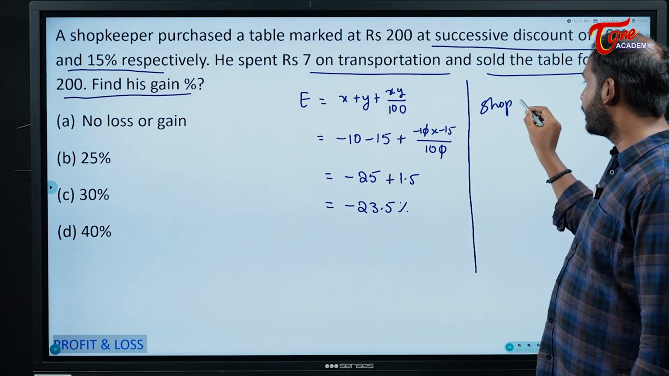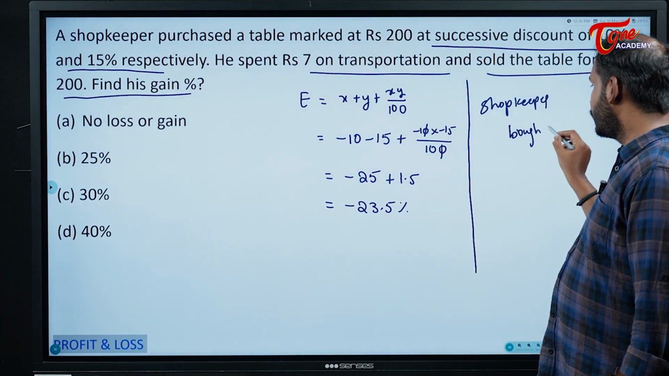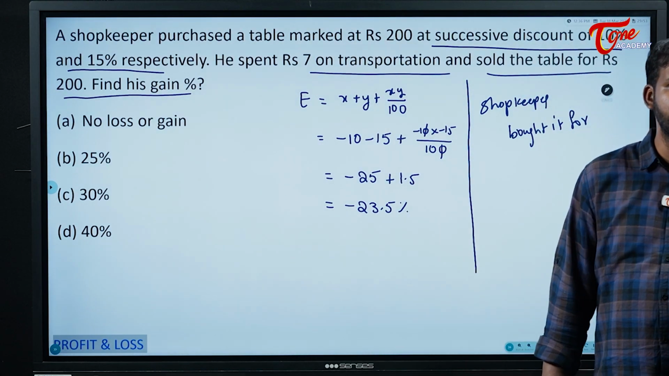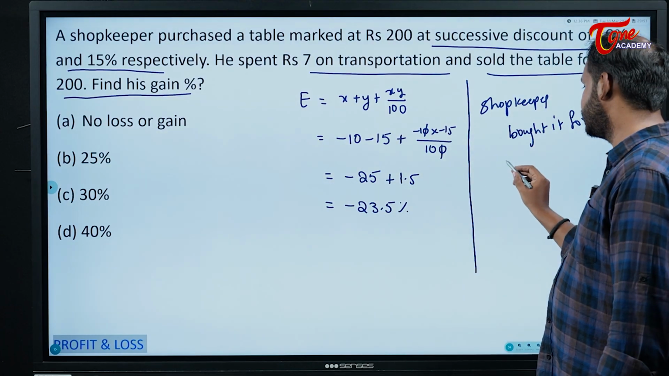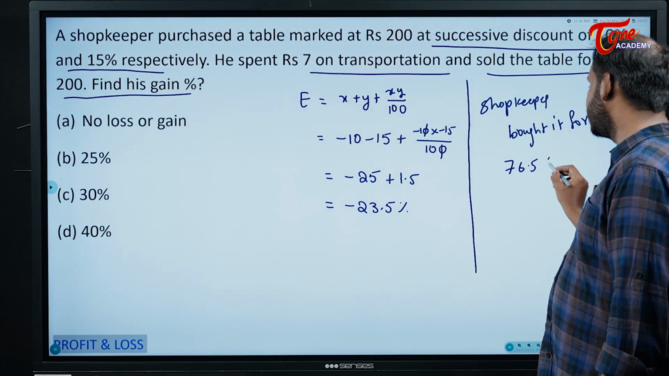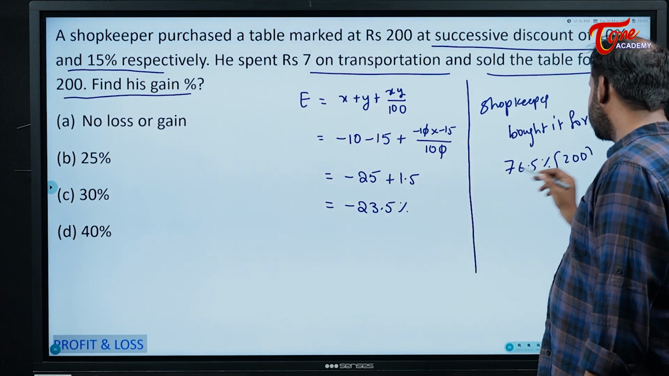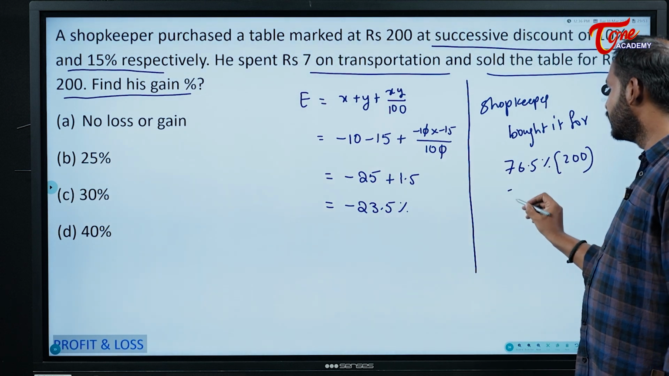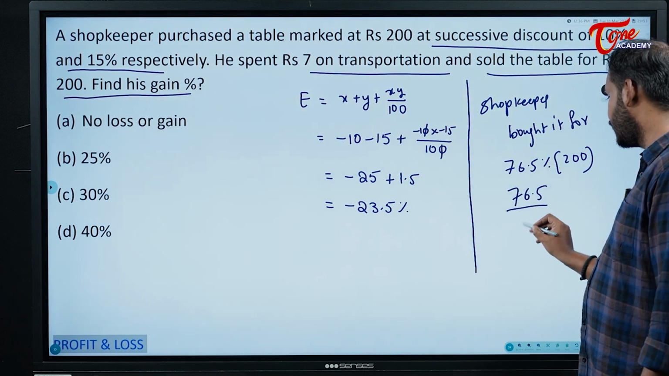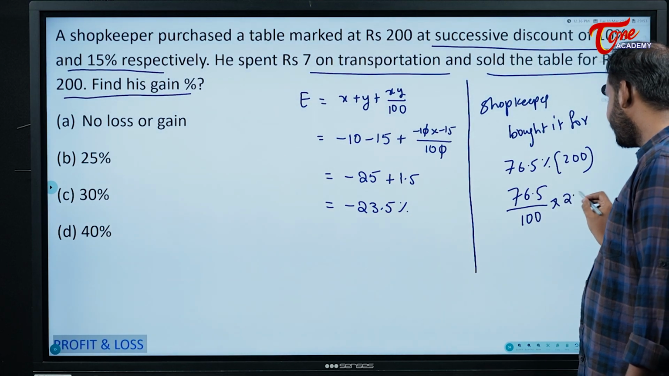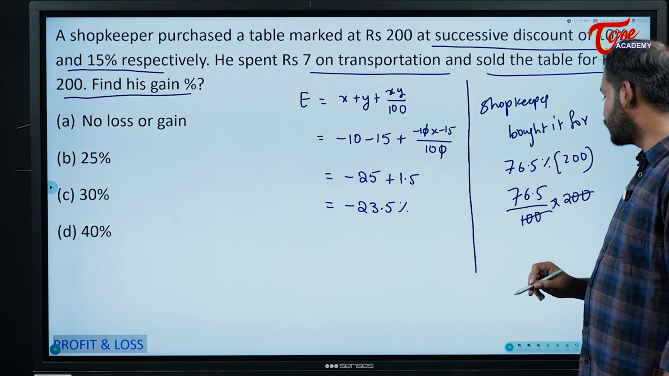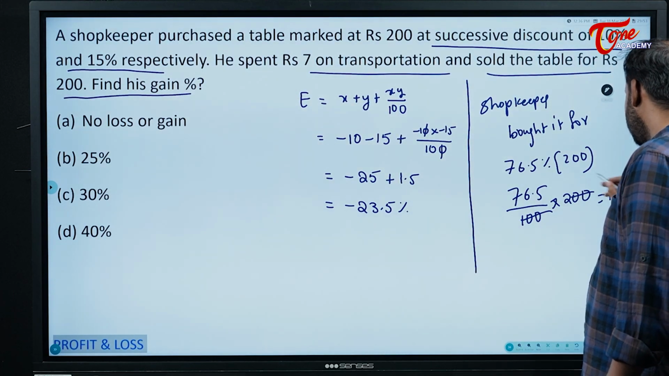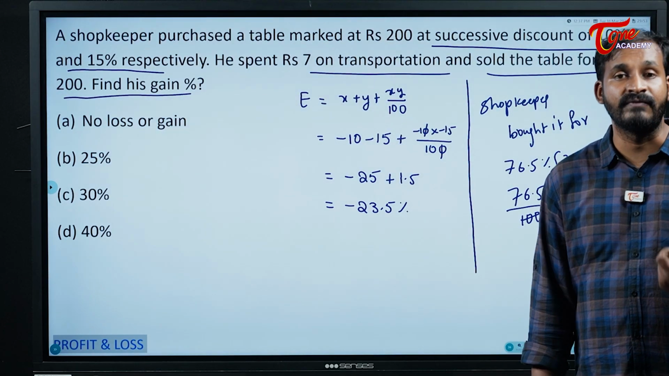The shopkeeper bought it for what price? Tell me. 100 minus 23.5. 100 minus 23.5 is what? 76.5%. So 76.5% of 200. What will you get? 76.5 by 100 into 200. The two zeros get cancelled. So 76.5 into 2, what will you get here? 153. That means he purchased it for 153 rupees.